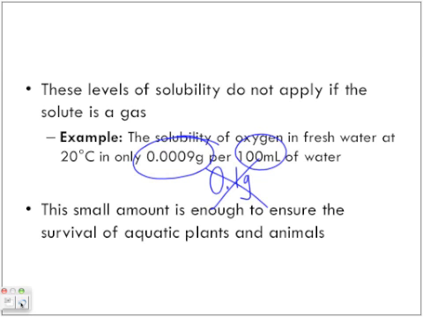But oxygen can readily dissolve in water. In gas form, that rule gets thrown out the window. That number, we don't really use it. We use it more for solids within liquids and liquids within liquids, but never gases in liquids. So this small amount is enough to ensure the survival of aquatic plants and animals.